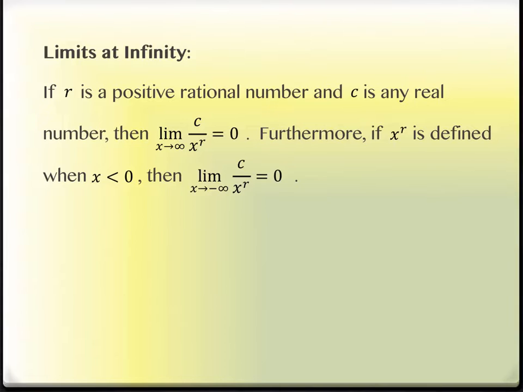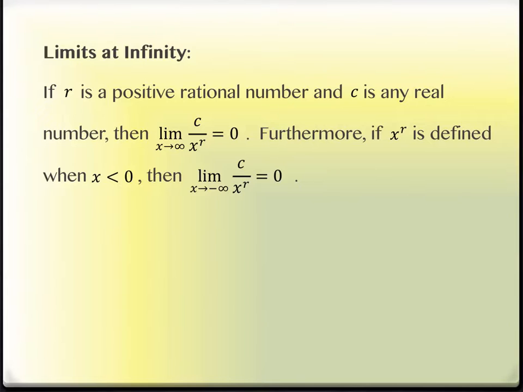So, one more thing about limits at infinity, I guess. Sorry, I was jumping ahead to the example. All right, so this is specifically for rational functions. If r is a positive rational number and c is any real number, then the limit as x approaches infinity of c over x to the r is equal to 0. Okay, r is positive and rational.